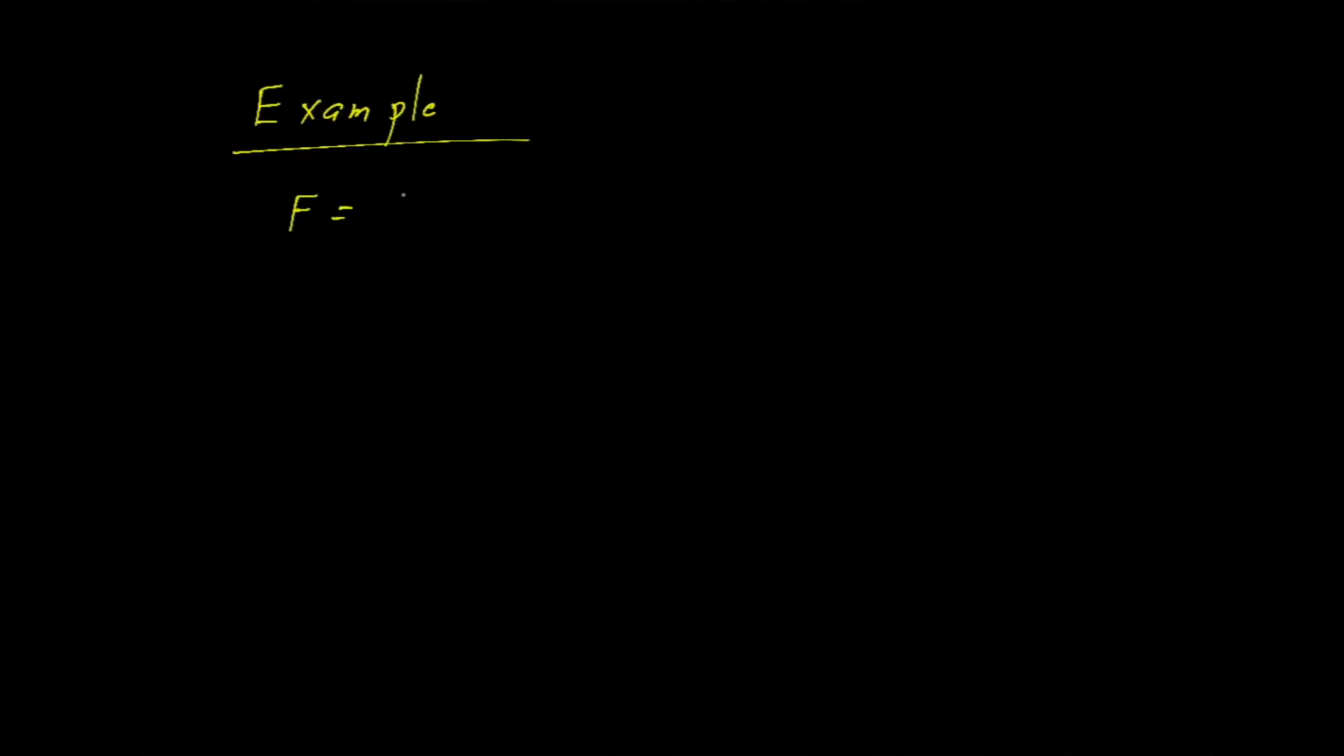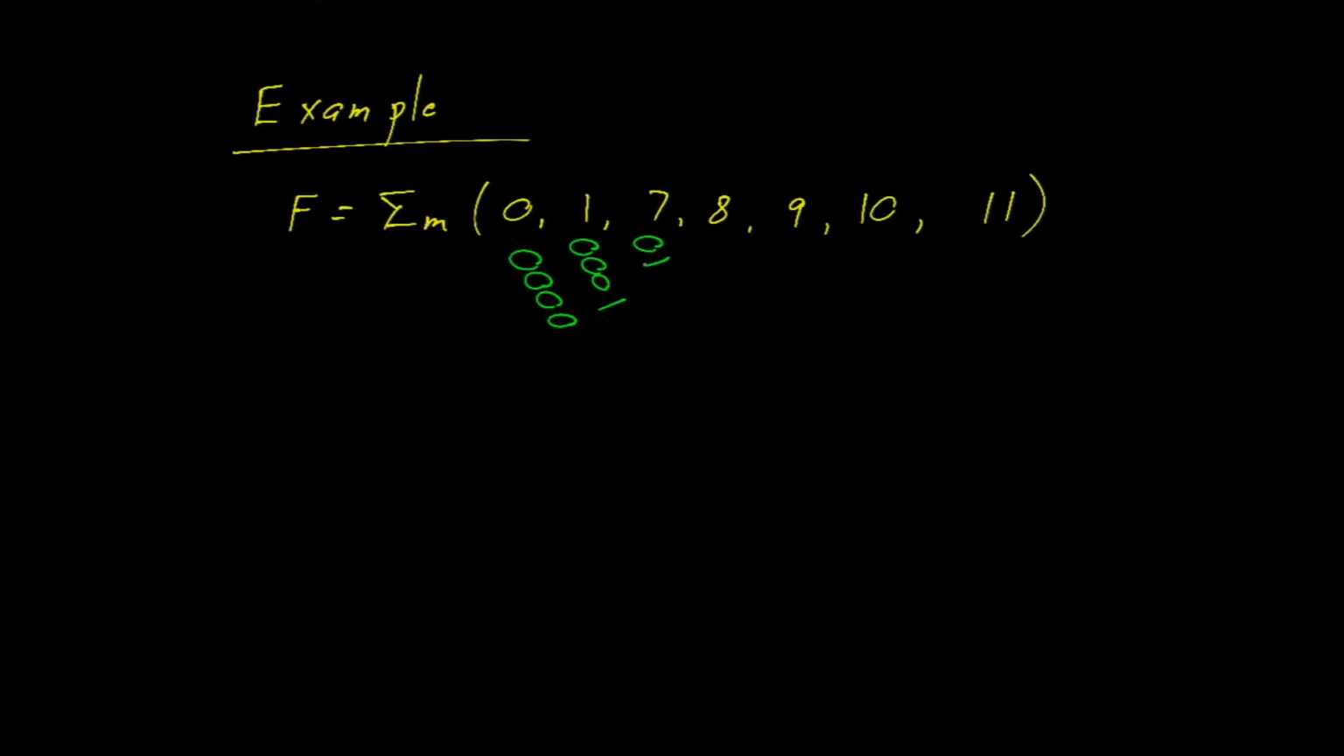Let f equal the compact sum of minterms 0, 1, 7, 8, 9, 10, and 11. The 0 minterm can be described as 0, 0, 0, 0. The 1 minterm as 0, 0, 0, 1. 7 as 0, 1, 1, 1. 8, 9, 10, and finally 11 as 1, 0, 1, 1.